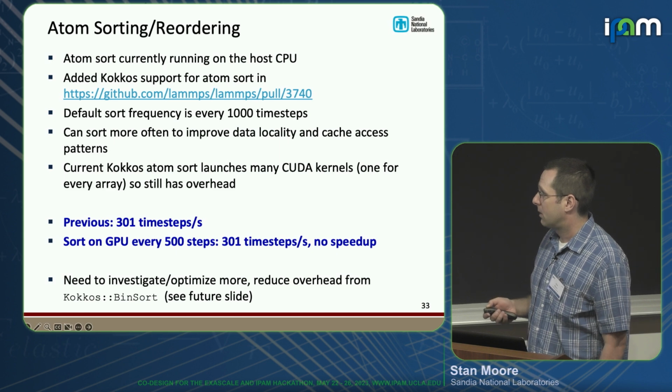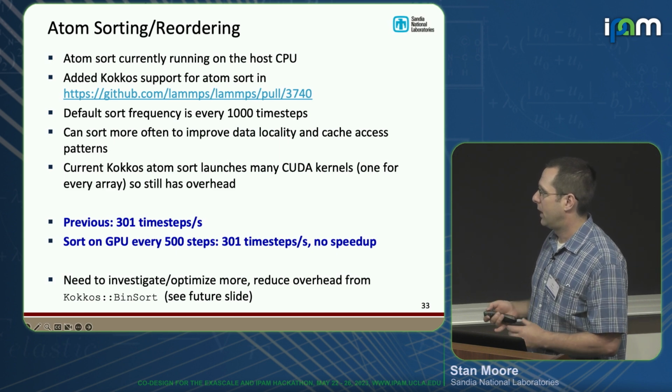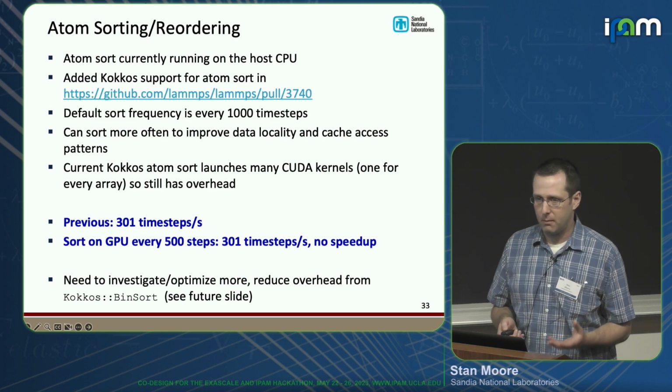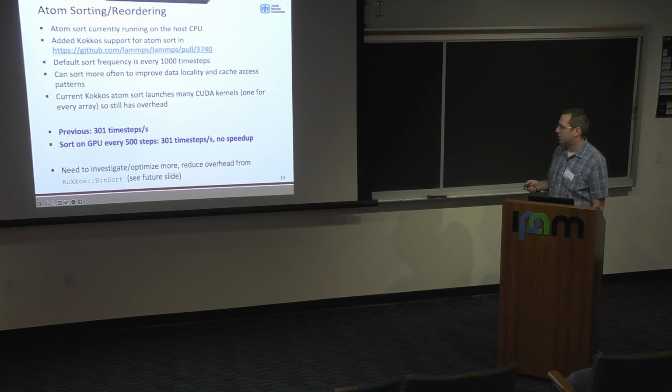There's a problem though. Currently, the way that it's done is that this Kokkos atom sort launches many CUDA kernels. There's one for every array, like positions, velocities, etc. And so there's still some overhead. When I benchmarked it, I sorted twice as frequently, every 500 time steps instead of 1,000, and I didn't see any speed up. So this is something I need to address in the future. I know that there are some overheads from sorting that I'll talk about on a future slide.